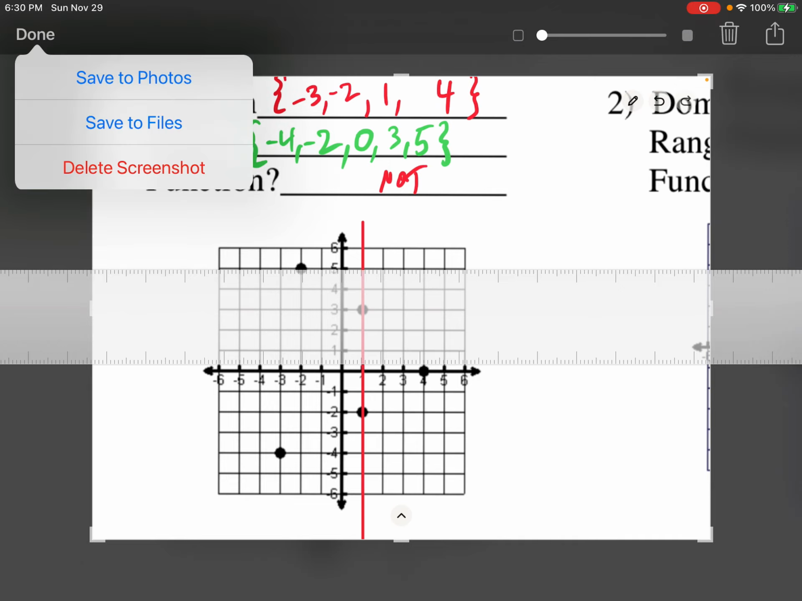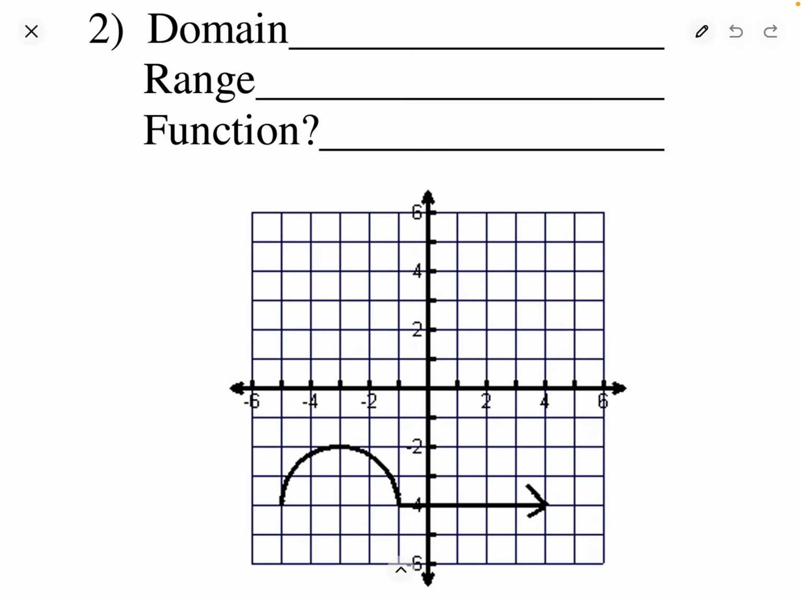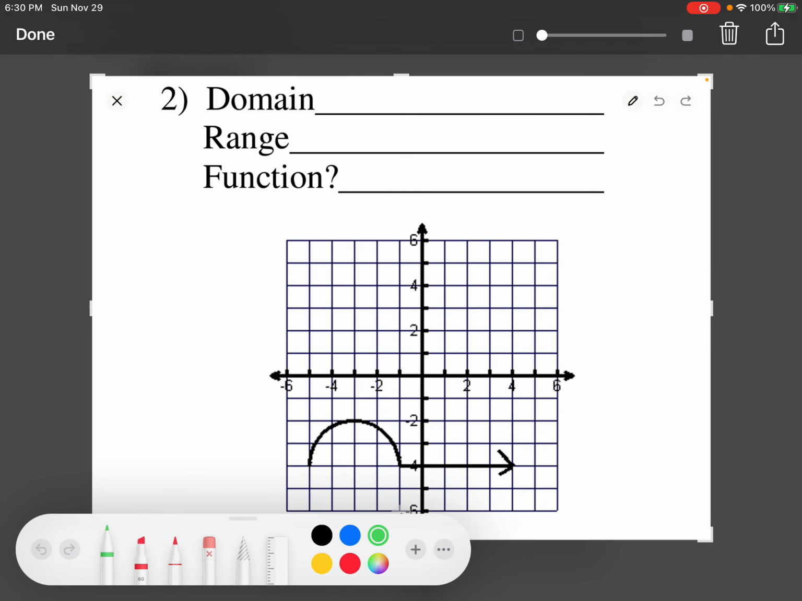All right, so I got one more that I want to do. Okay, all of the graphs that we've looked at have started and stopped at a particular point. This one is going forever to the east. So I want to show you how you would do that and how you would write it in interval notation. So let's take a picture. Okay, we are going to need a ruler.